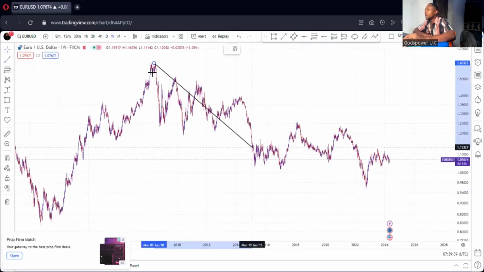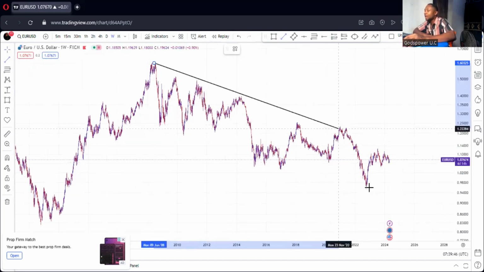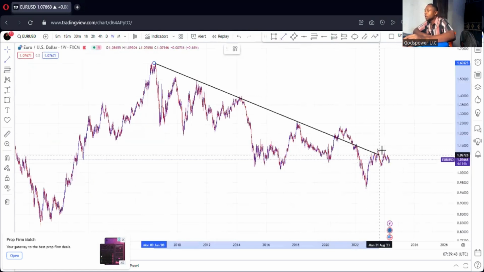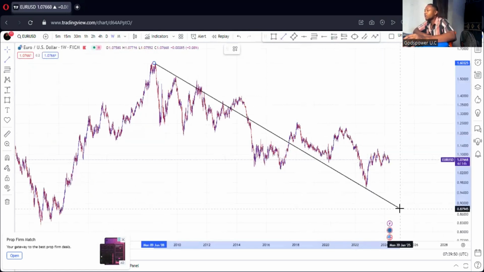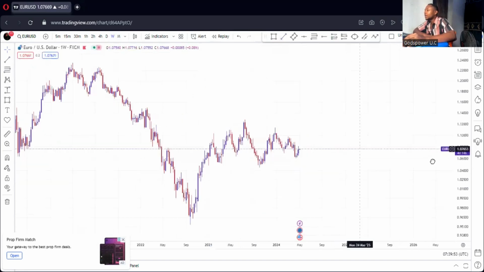We have this high right here, have this low, have this retracement, have this lower low, have this lower high, have this lower low. What are we expecting here? A lower high, then a lower low. That's a drop. So that is it from my weekly.